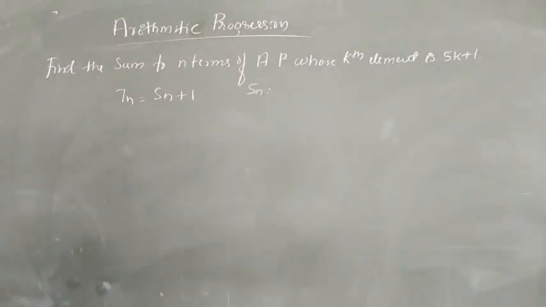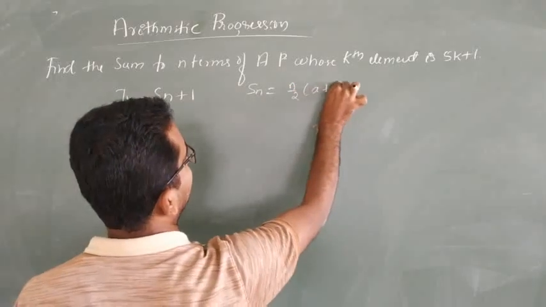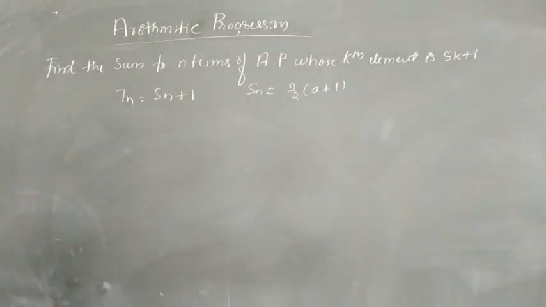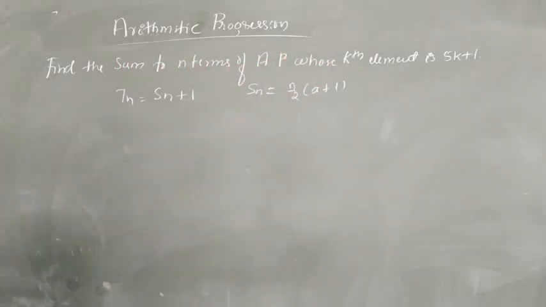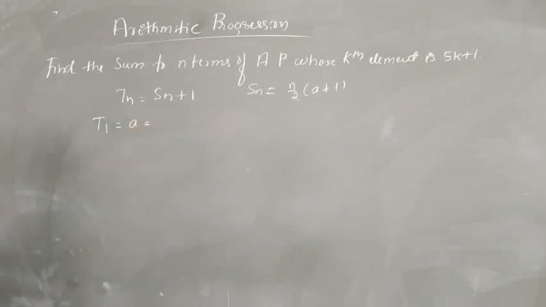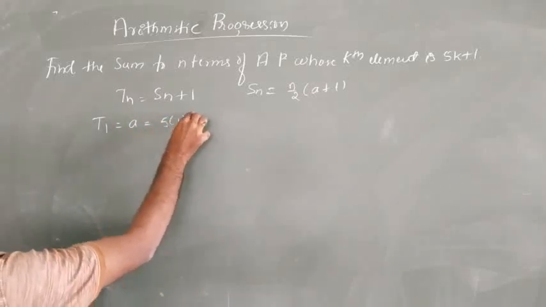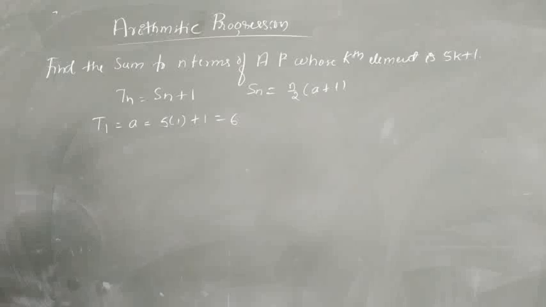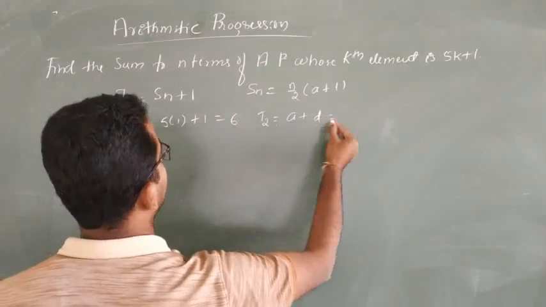For Sn, what do we have as the formula? Sn is equal to n by 2 into a plus l, or it is n by 2 into 2a plus n minus 1 into d. So the nth element means we have the last element. We have to find out the first element, that is P1, which is nothing but a, the first element of an AP. Instead of n we substitute 1, that is 5 into 1 plus 1, that is 6.